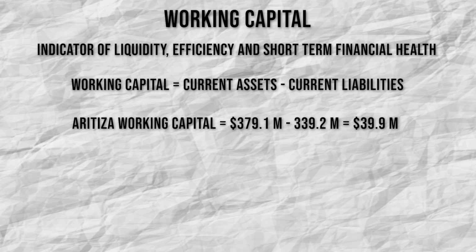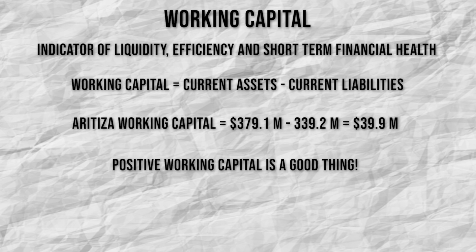$379,118,000, and you subtract the total current liabilities, $339,157,000. So as of right now, as of May 31st, 2020, Aritzia has a total of $39,961,000 in working capital. So what this essentially is telling you is that Aritzia is in strong financial health over the next year. So optimally, you do want to see positive working capital.